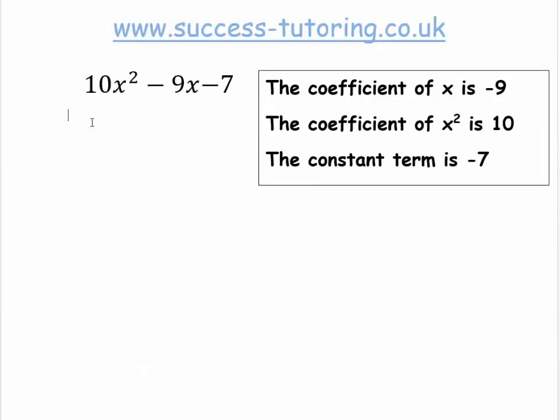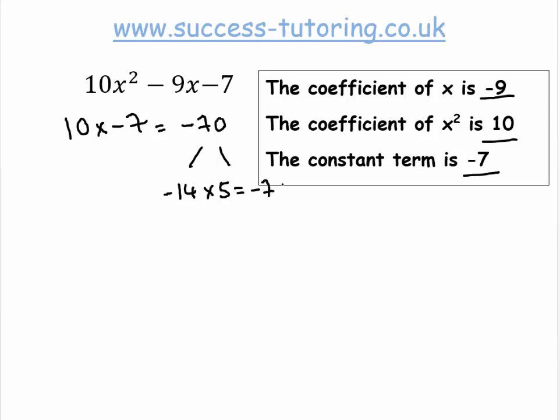Okay, let's have a look at this question now. You've got minus 9 as your coefficient of x, x squared coefficient is 10, and the constant term is minus 7. So you should know what we're doing by now. We're going to multiply 10 times minus 7, because that's the coefficient of x squared times the constant, which gives us minus 70. We're going to find our factor pairs. I already know it's minus 14 times 5. That's going to give me minus 70.